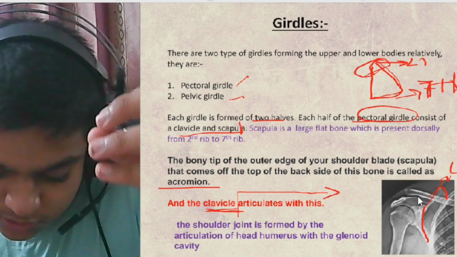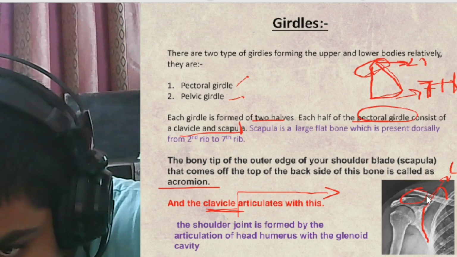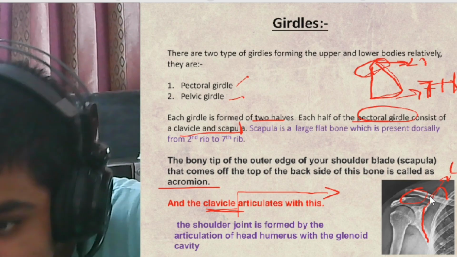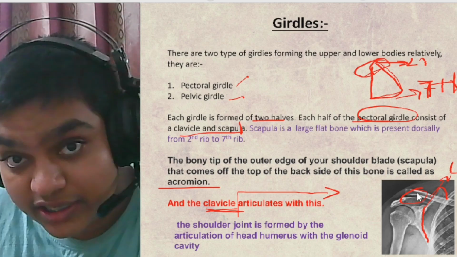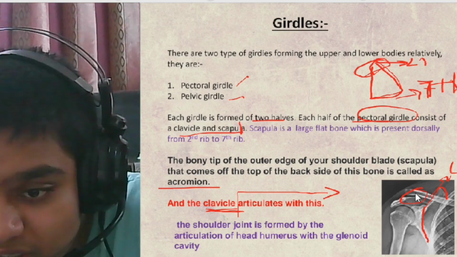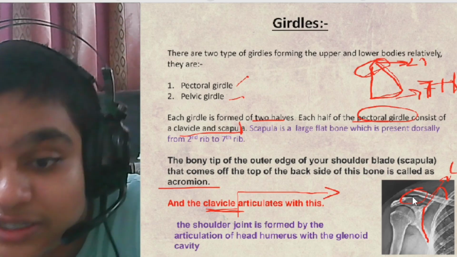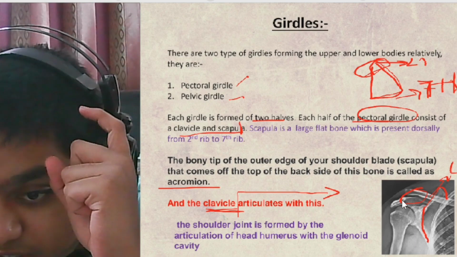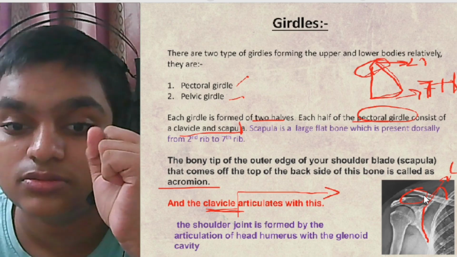See how these two are articulated here. This is the point of articulation. So this is your acromion and this is your clavicle. Got it? Look at the diagram. For some time, leave me. Look at the diagram here. This is your clavicle. This is your acromion. This is your point of articulation.